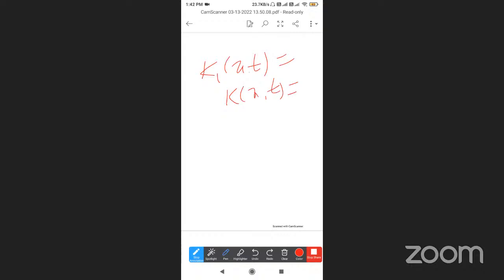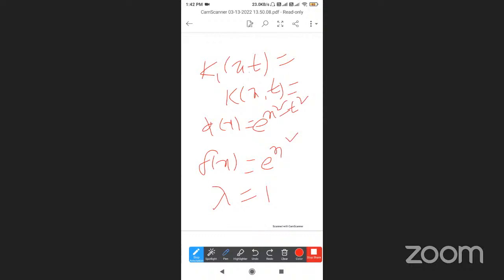So phi of x is equal to e power of x square minus t square. F of x is equal to e power of x square, and lambda is equal to 1. This is a Volterra integral equation of the first kind.